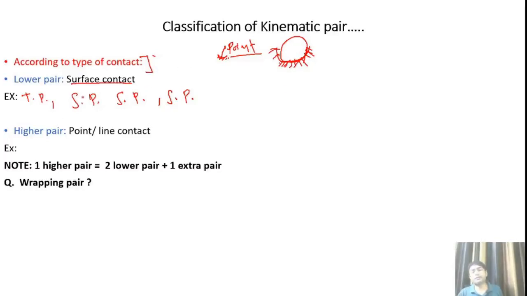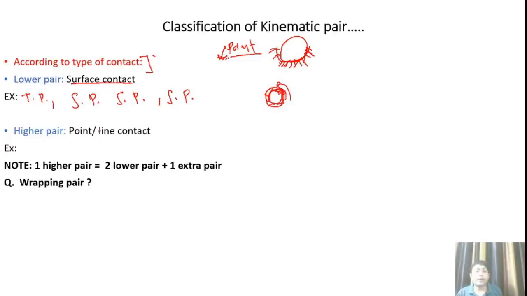Pairs are also classified according to the type of closure: self-closed and force-closed. Self-closed means the elements of the pair are held together mechanically. Hence there is no need of an external force to sustain the pair, and it is a surface contact.